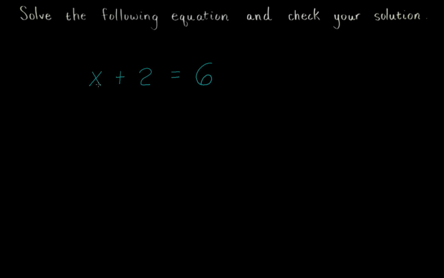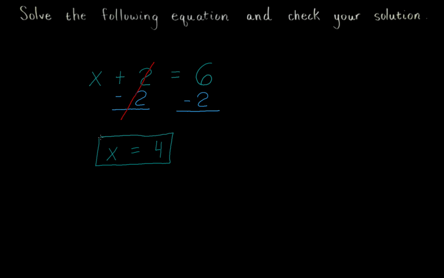Well, since 2 is being added to x, we can subtract 2 from the left side of the equation. And remember that if we subtract 2 from the left side of the equation, we must also subtract 2 from the right side of the equation to keep our equation balanced. Now on the left side, the plus 2 and minus 2 cancel each other out, and we're simply going to be left with x. And on the right side of the equation, 6 minus 2 simplifies to 4. So we have x equals 4, which is going to be the solution to this equation.